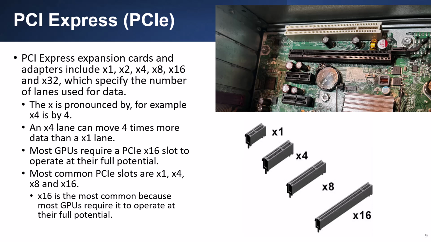PCI Express expansion cards and adapters include x1, x2, x4, x8, x16, and x32, which specifies the number of lanes used for data. The X is pronounced by. For example, x4 is by 4. A by 4 lane can move 4 times more data than a by 1 lane. If you have more lanes, you can send more data at the same time.